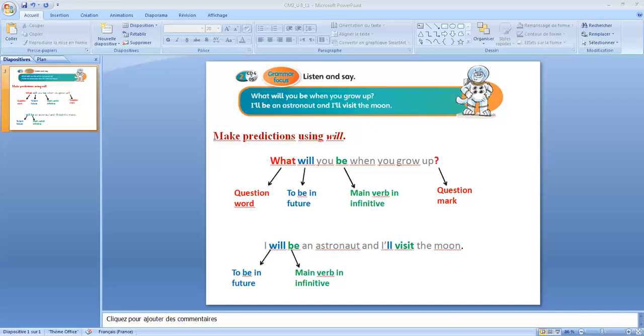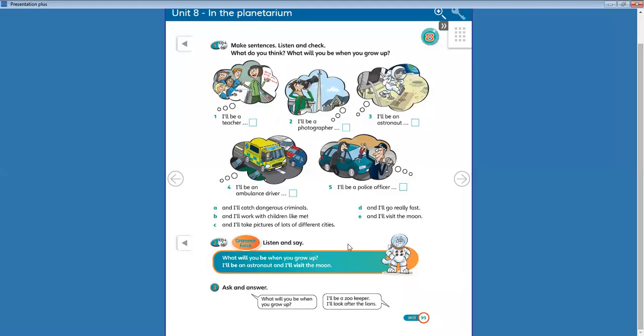Students' book. Okay, so here is an exercise for asking and answering. Okay, make questions like this one about prediction, and the answer will be the same. For example, what will you be when you grow up? I'll be a zookeeper. I'll look after the lions. Okay, so every one of you can give me his own sentence. Inshallah, we will meet inshallah in our meeting.